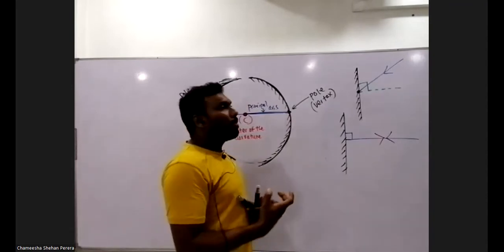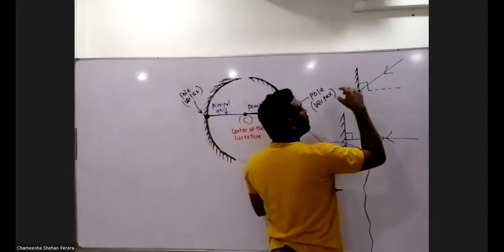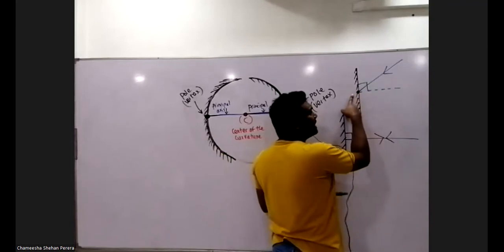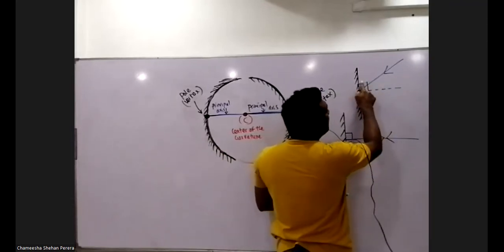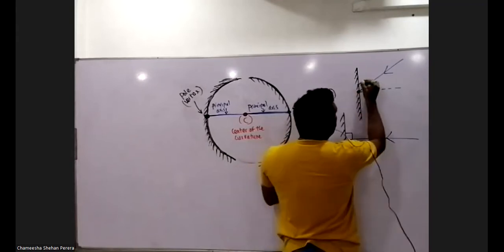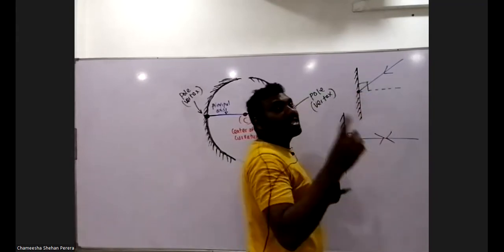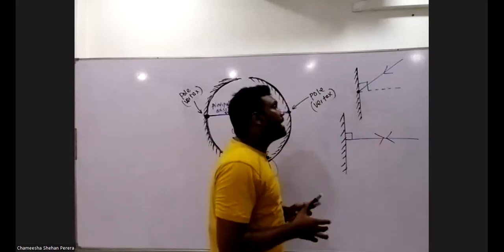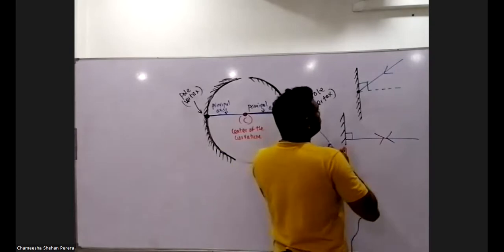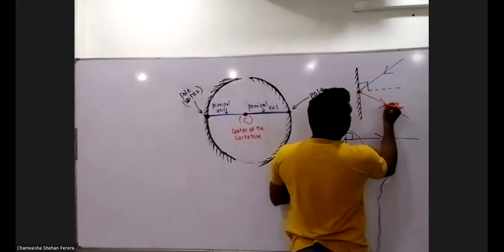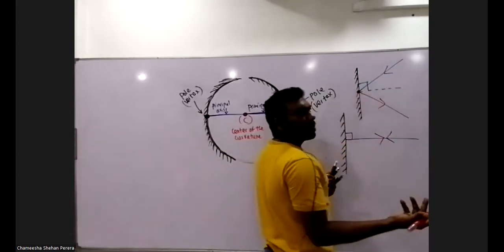How would you do the normal construction? You have to start the construction from the point of incidence, and then construct the normal in a way that it finally becomes perpendicular to the mirror surface. Keep in mind that this normal has to be in between the incident ray and the reflected ray, obviously.